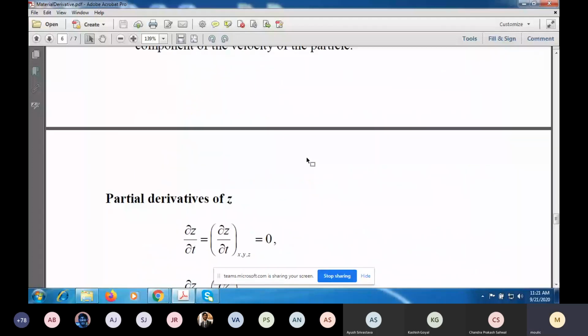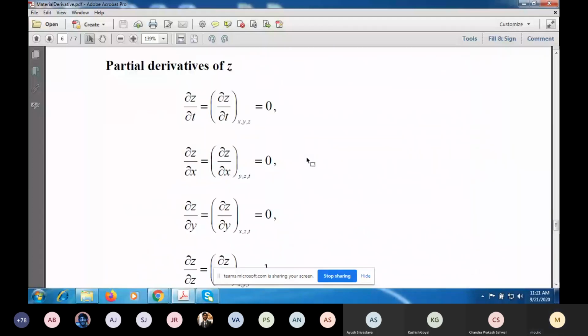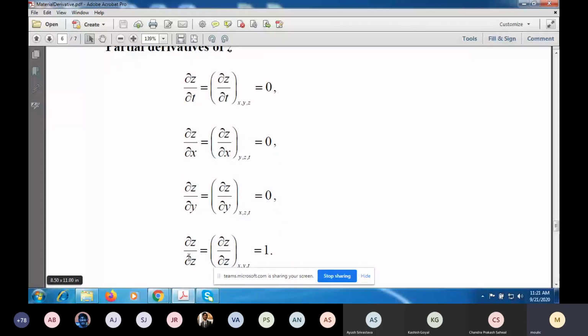Likewise, now you can look at partial derivatives of z. Again, some of these partial derivatives will be required when you look at the Galilean transformation. That's why I'm going through it. So ∂z/∂z will be 1 and the other 3 partial derivatives will be 0. Why? Because z is kept fixed.